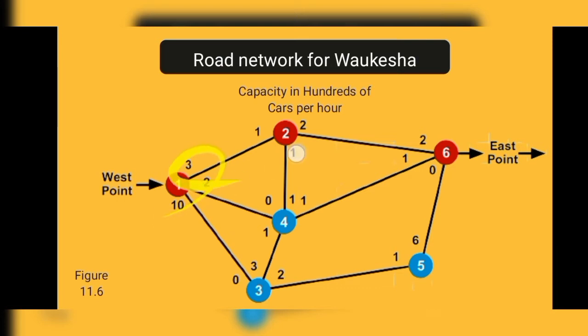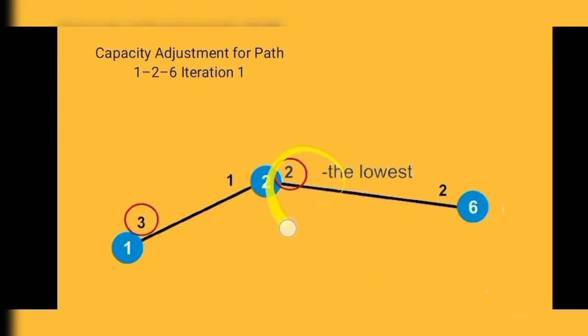From node 1 to node 2, the arc here is 3, which means only 3 units can pass in this path. While in node 2 to node 6, the arc here is 2, meaning only 2 units can pass in this path. So compare them, the lowest is obviously 2. So it means only 2 units, or 200 cars, can flow from node 2 to node 6.